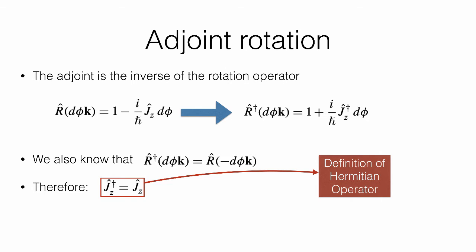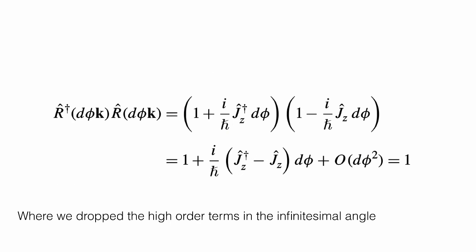There is another way to prove the exact same thing, by explicitly doing the R dagger multiplication like this, and this is what's shown on this slide. By imposing that R dagger R is equal to the identity operator, you can find that the left-hand side would only be the identity operator if Jz dagger is equal to Jz. The reason for that is that we can drop all the higher-order terms, the d phi squared term, which is obviously negligible since we have an infinitesimally small angle.